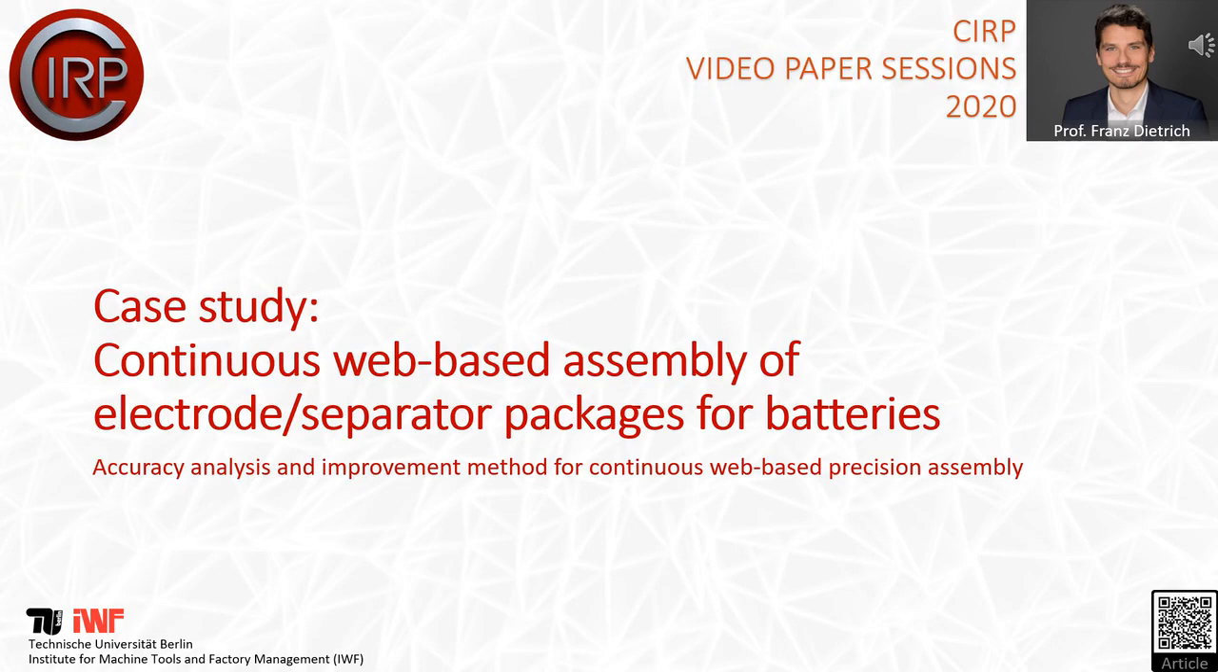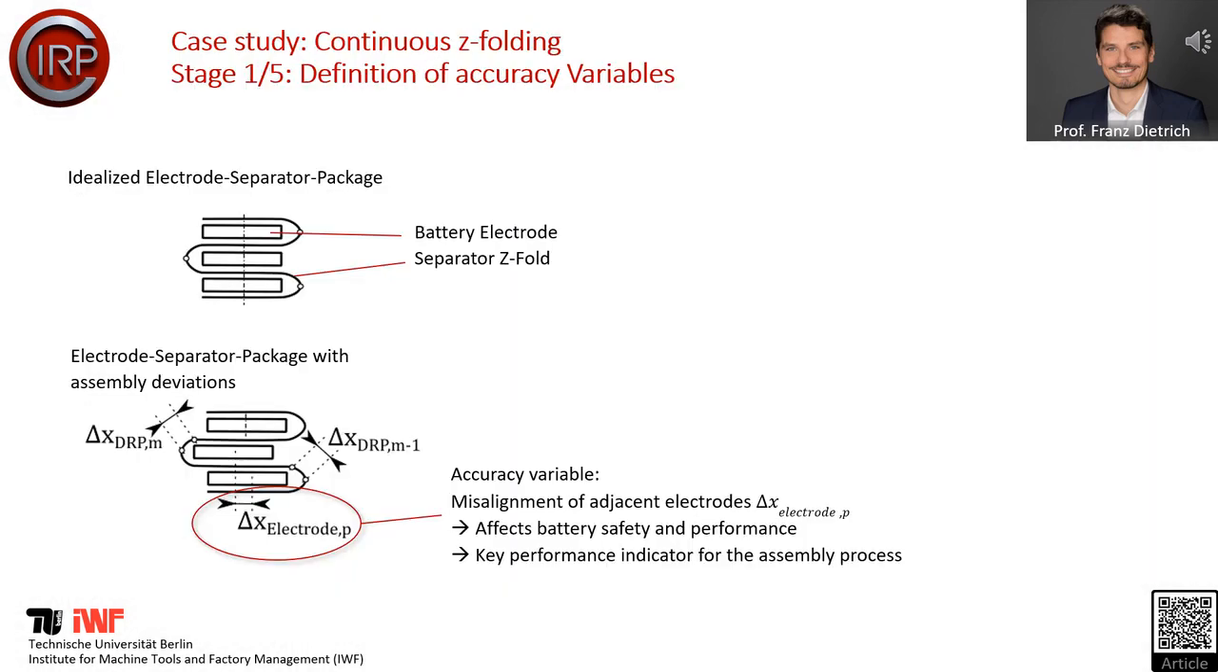I would now like to share some insights that we have found in our project, and I'd like to put that in a case study where we have gone through all the stages that I have presented before. So we started with the idealized electrode separator package, where we defined the accuracy variables, as I said before, along the adjacent electrodes, and we defined that we needed dynamic reference points at the locations where the grippers would grip the separator material and then do the folding.